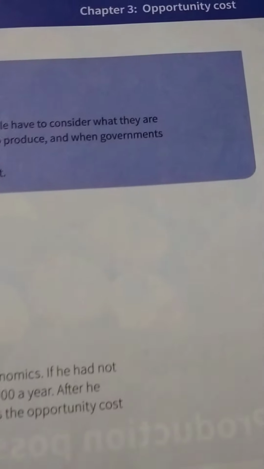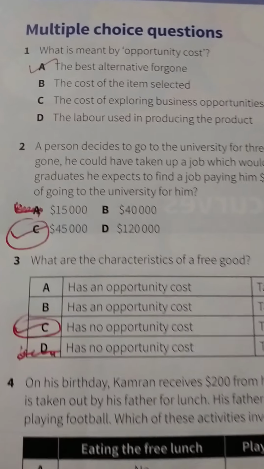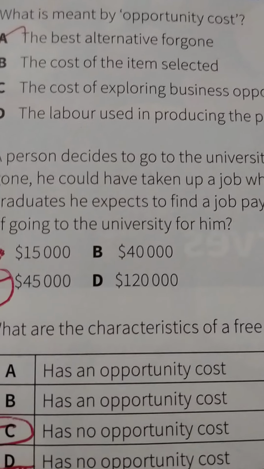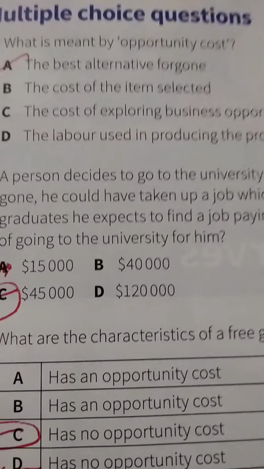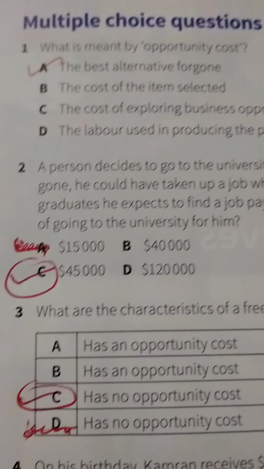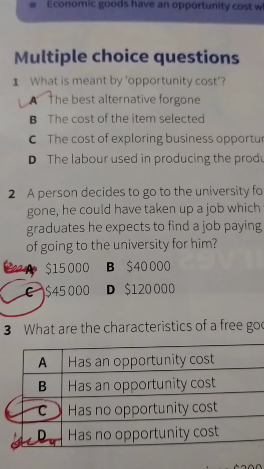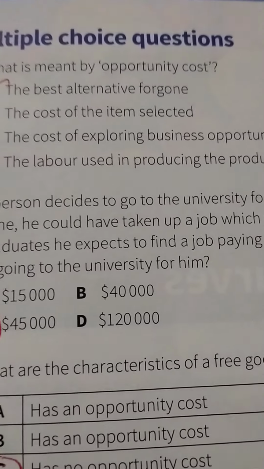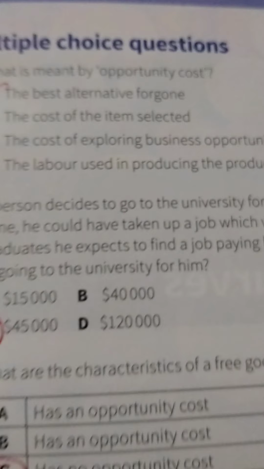Okay, students, now we are looking at chapter 3, opportunity cost, Suzanne Grant, MCQs. Multiple choice question number 1, what is meant by opportunity cost? Very straightforward. The next best alternative foregone or sacrificed. That is the definition of opportunity cost. If you want to have something, then you have to sacrifice other alternatives, and the next best alternative foregone or sacrificed is your opportunity cost. So question number 1, A is your answer.